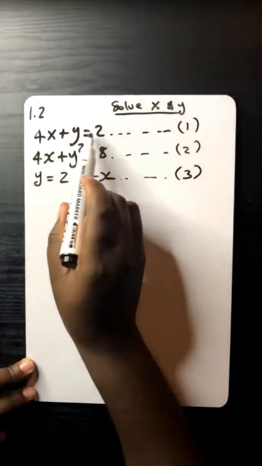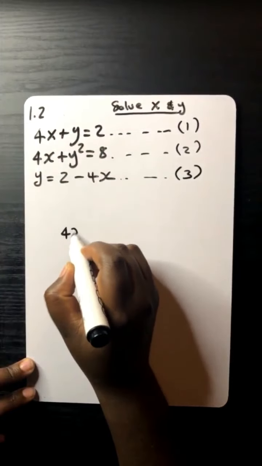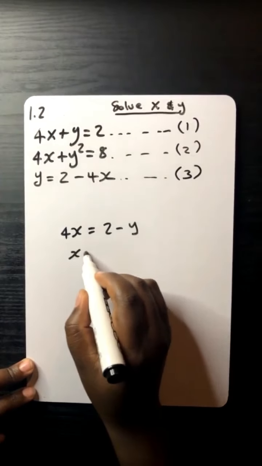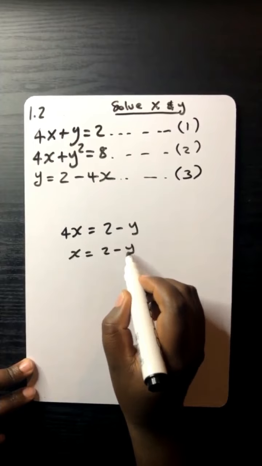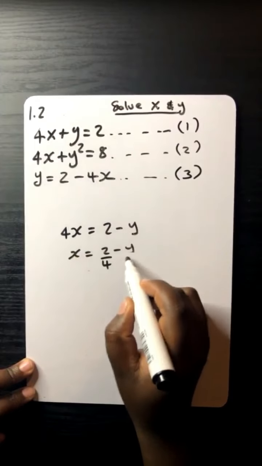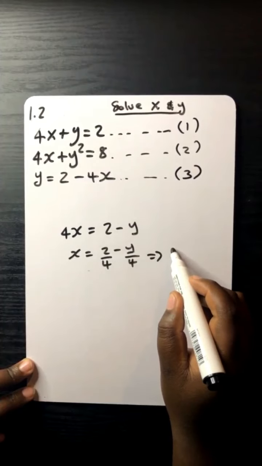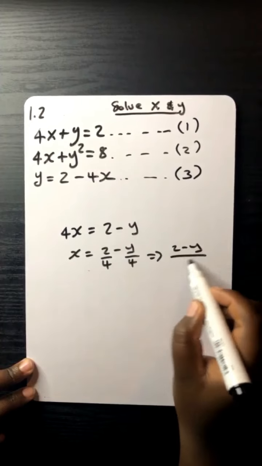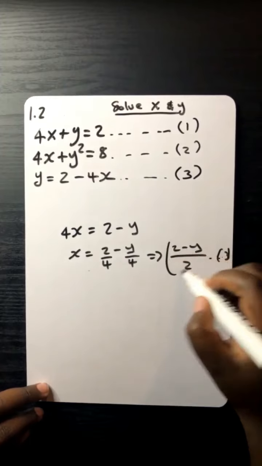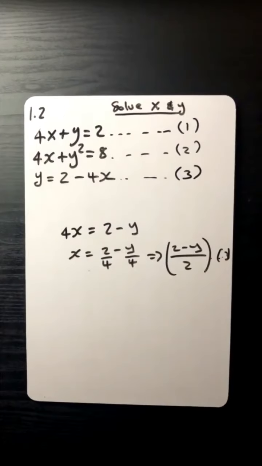Imagine if you had to make x the subject of the formula. That means you're going to have 4x is equal to 2 minus y. Then x is equal to something like that, or otherwise you're going to divide everything by 4, which is almost the same as 2 minus y divided by 4. So imagine this being your equation number 3, and you have to substitute this into equation number 2 there. Can you see how complicated it was going to be?